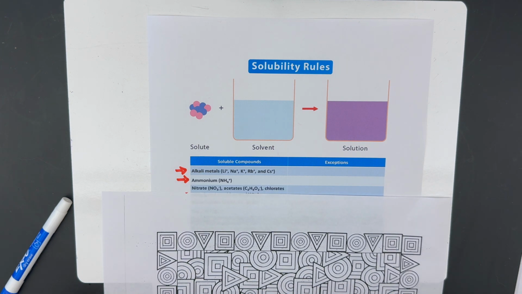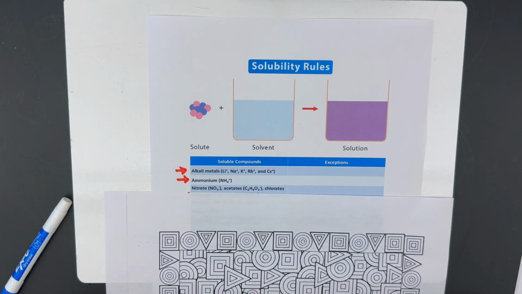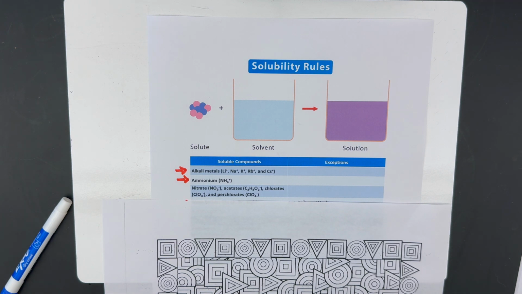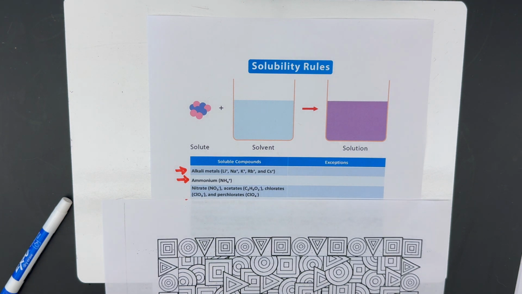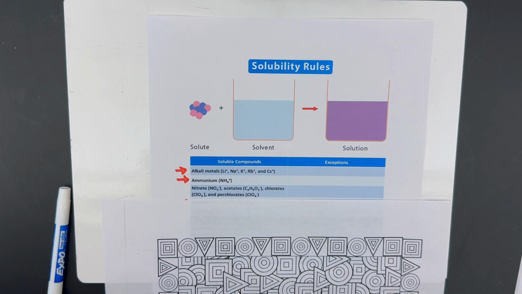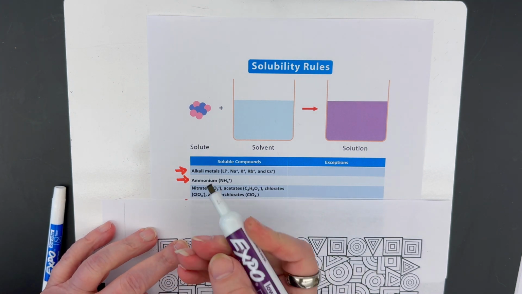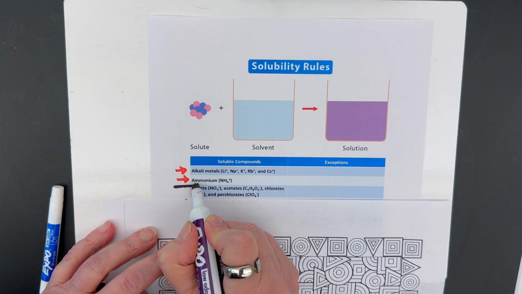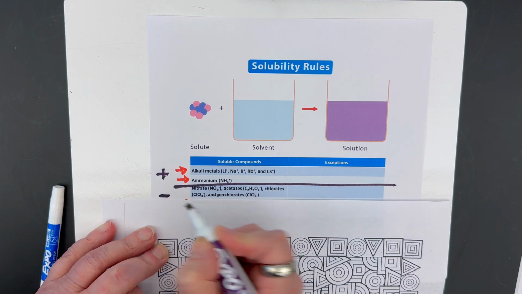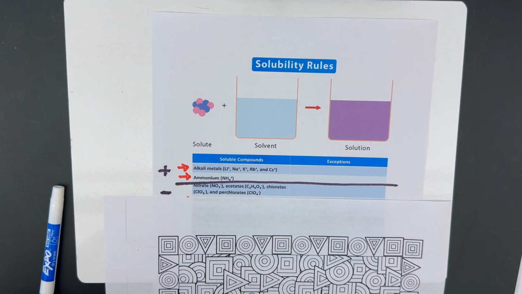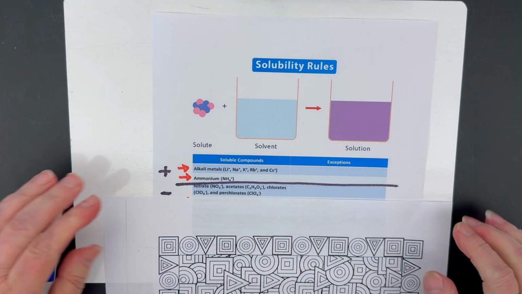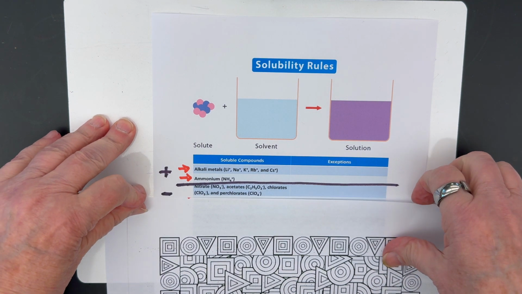If we look at nitrates, acetates, and chlorates, and perchlorates, they are all soluble as well. So that's looking at the negative part of the atom. The first two are looking at positive ions, and all the rest are going to be looking at negative ions called anions. These four are soluble, so they dissolve as well.